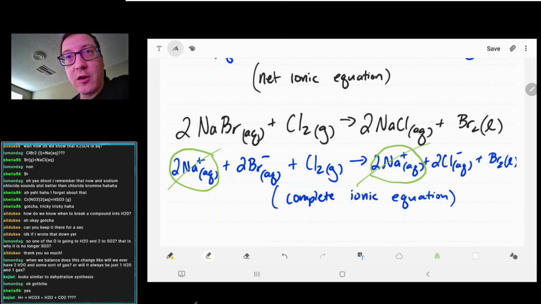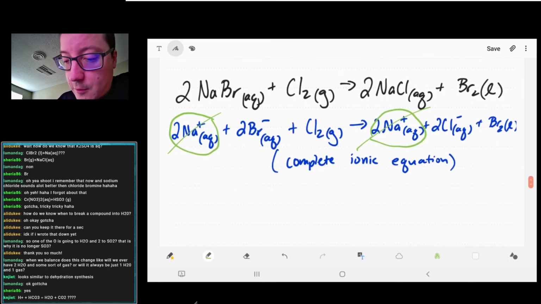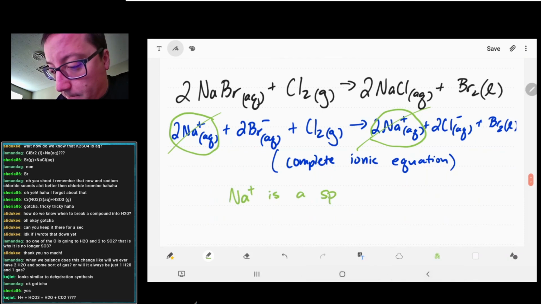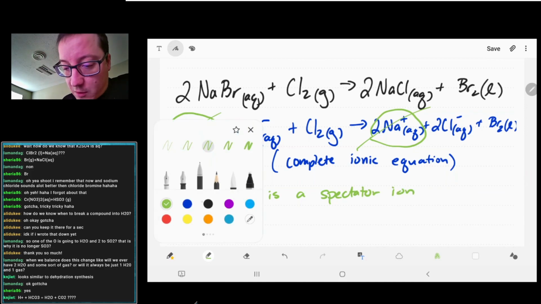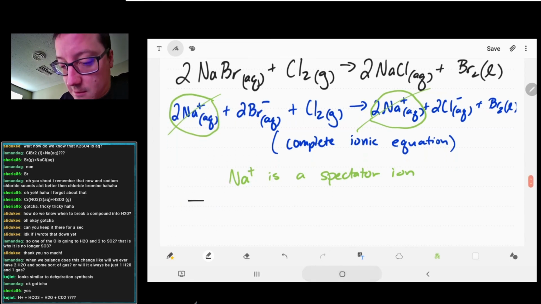2Br- aqueous, we do not have that on the right side. We have Br2, which is not the same as 2Br-. On the left side, we have Cl2. On the right, we have 2Cl-. So those are not the same. We can't cross them out. So we have a spectator again. And if we want to do our net ionic equation, we just copy everything that's not a spectator.